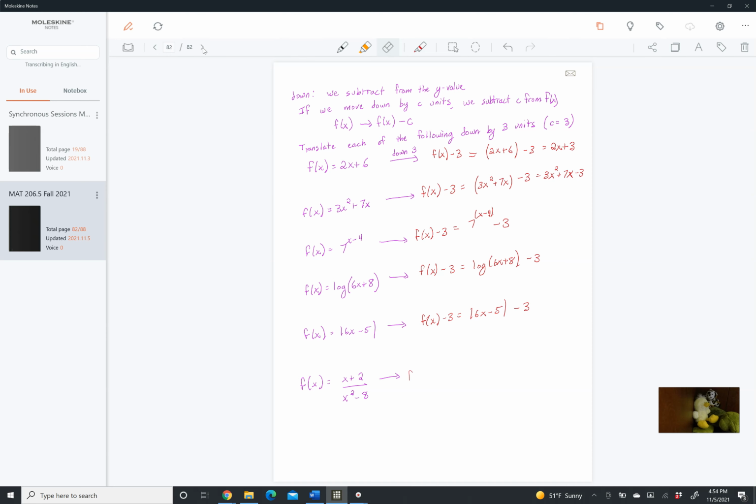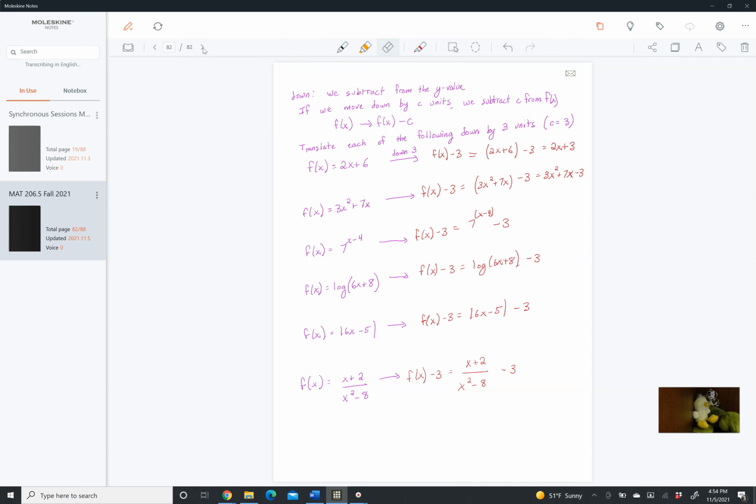And then here, f of x minus 3. X plus 2 over x squared minus 8, and then minus 3. And here, if you wanted to combine, you would need a common denominator. And that's it.